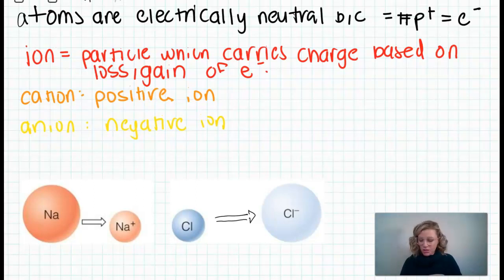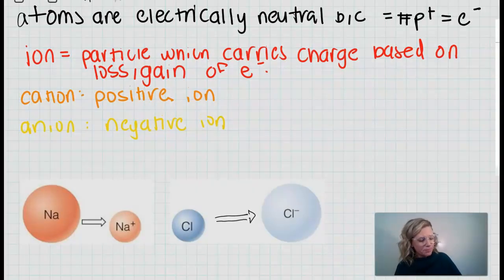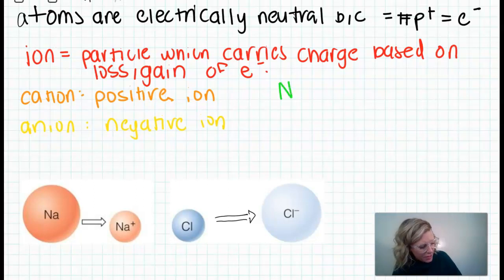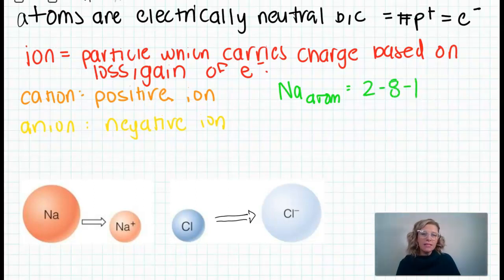So how do we determine what charge an atom will carry? I just want to give you a quick example. Let's take a look at the sodium atom. The sodium atom has an electron configuration of 2-8-1. We're going to talk more about this in the bonding unit, but the idea is that every atom wants to have a full valence shell. There are two ways that sodium can do this. It can lose this one valence electron, or it can gain 7 valence electrons. It's much easier to lose the 1 than it is to gain the 7. So it's going to lose 1 electron.